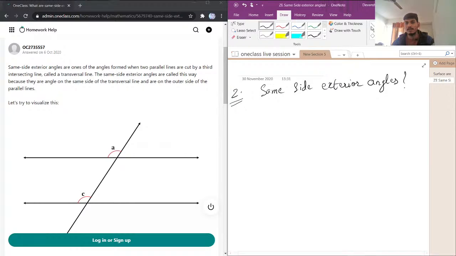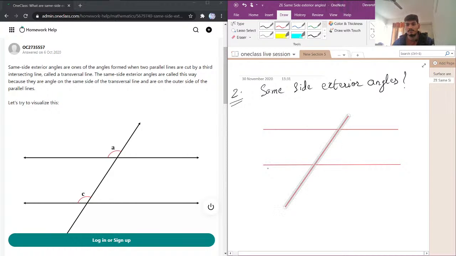Okay, for the straight line I'll just use a red color for this. This is one straight line, then this one is another straight line, then this is the transversal line.